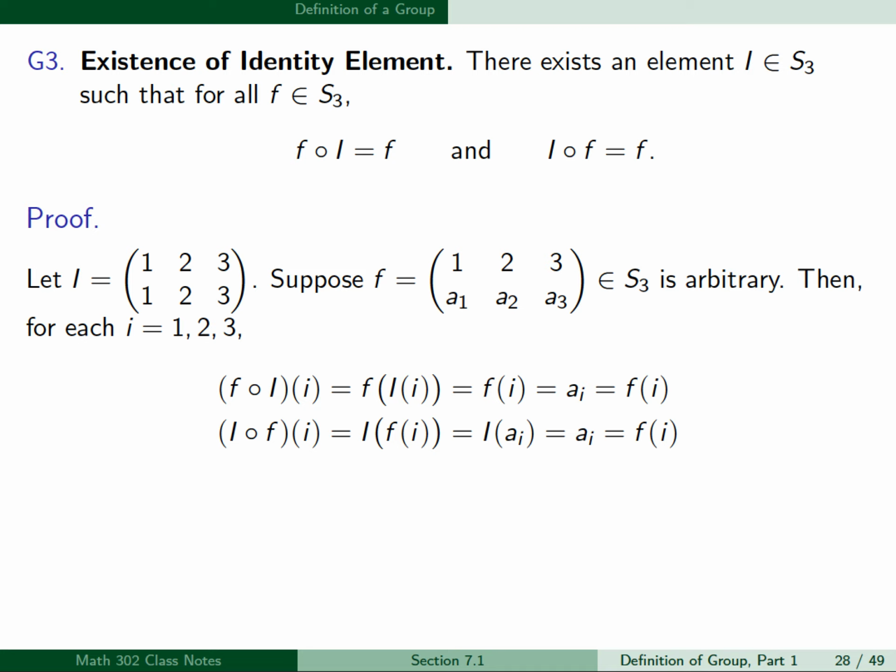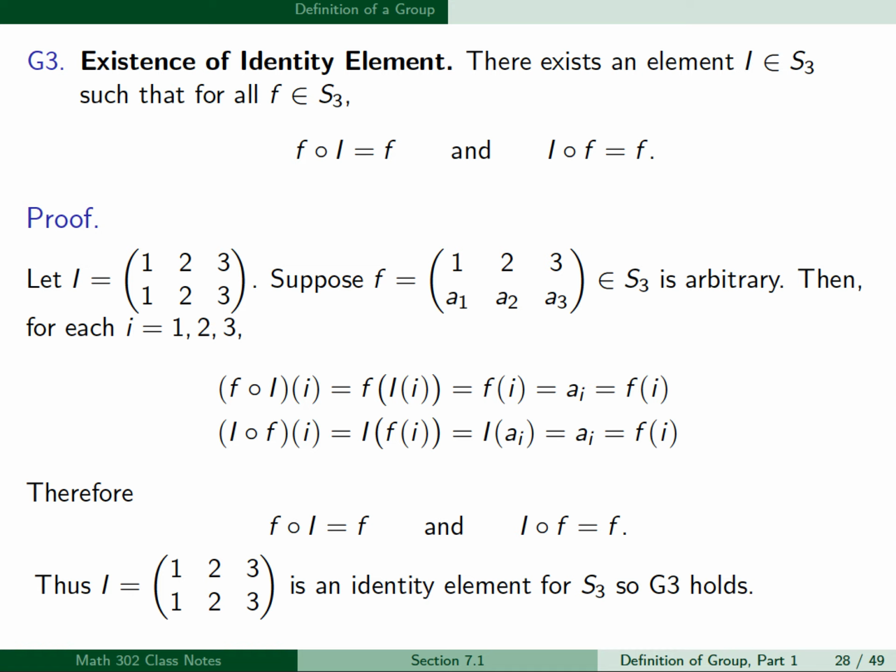So this proves that F composed with I applied to i is equal to F of i, and I composed with F applied to little i is also F of i. And therefore, F composed with capital I is F, and capital I composed with F is F. And thus, the permutation I is an identity element for S3, so G3 holds.